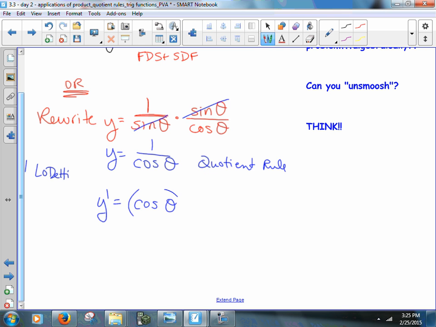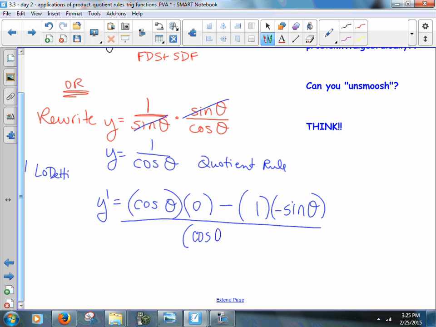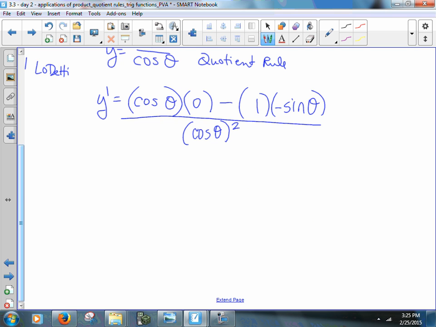Low function. What's the derivative of 1? Zero. Top times the derivative of the bottom. Negative sign over low. I get.